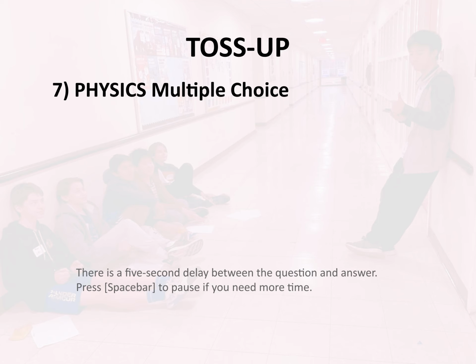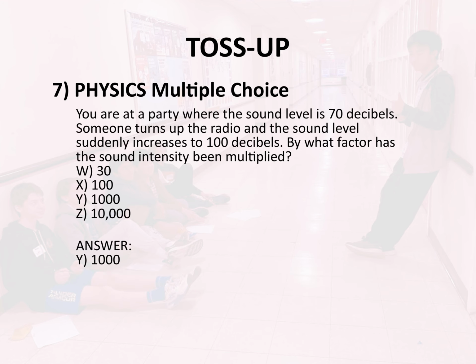Toss-up 7. Physics. Multiple choice. You are at a party where the sound level is 70 decibels. Someone turns up the radio and the sound level suddenly increases to 100 decibels. By what factor has the sound intensity been multiplied? W. 30. X. 100. Y. 1000. Z. 10,000. Answer. Y. 1000.